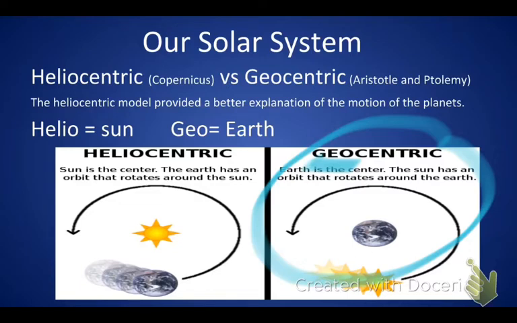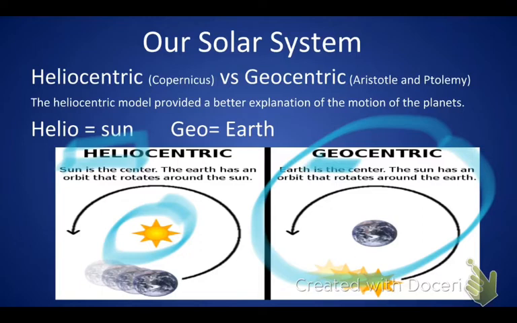It wasn't until much later that Copernicus introduced the sun-centered model. So that word helio means sun, and that the sun is at the center of our universe. And they adopted this model over the geocentric model because it explained all of the motions of the planets.